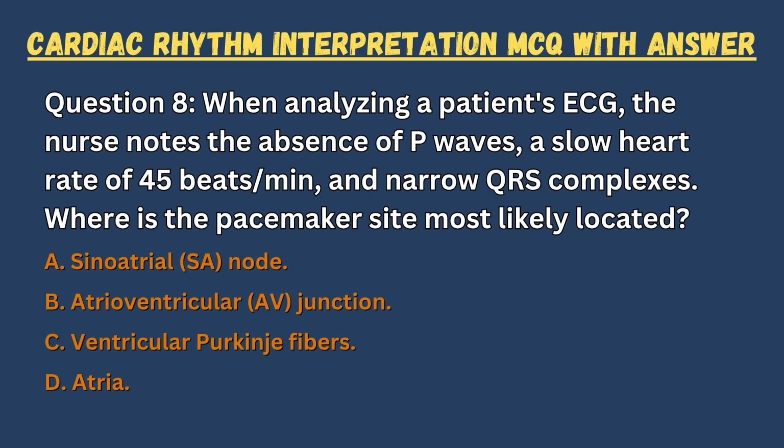Question 8. When analyzing a patient's ECG, the nurse notes the absence of P waves, a slow heart rate of 45 beats per minute, and narrow QRS complexes. Where is the pacemaker site most likely located?